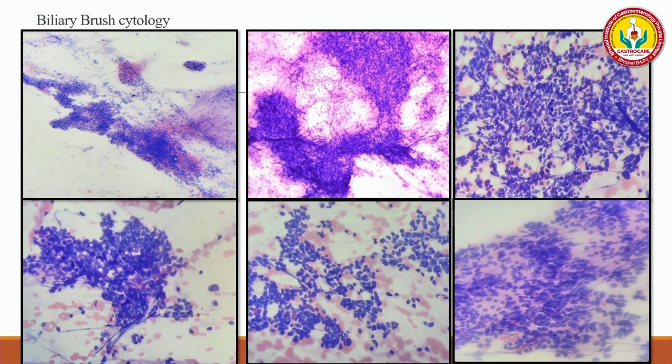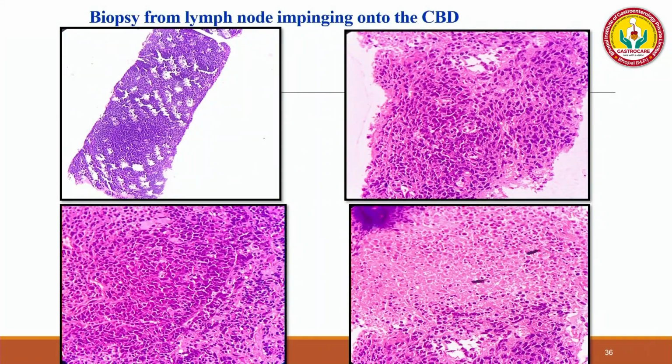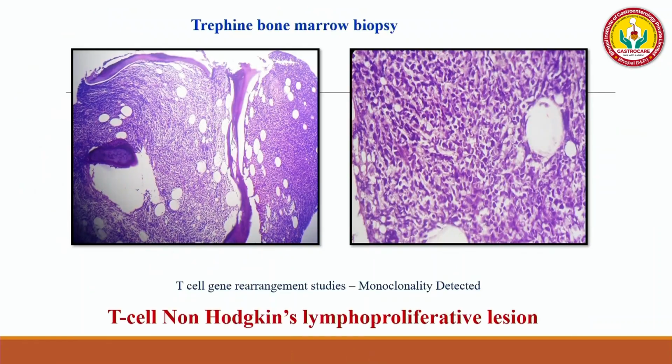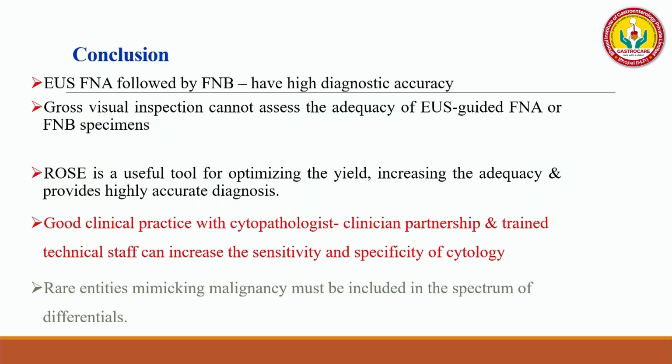This is another 62-year-old male with CT showing multiple lymph nodes, and there was narrowing of the CBD on spyglass. This is a brush cytology, and if you see, it was very cellular, and this was given as atypical lymphoid cells, and we had a biopsy from the lymph node, and we did a panel of IHC. Bone marrow was also positive, flow was also done, and this was a non-Hodgkin's lymphoproliferative lesion of T cell type infiltrating into the bone marrow as well.